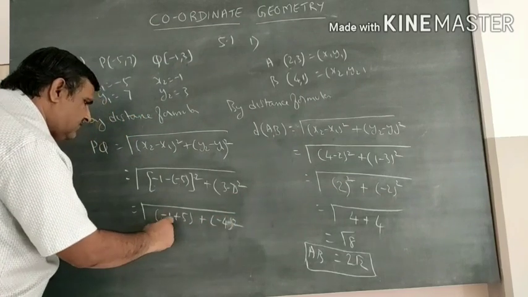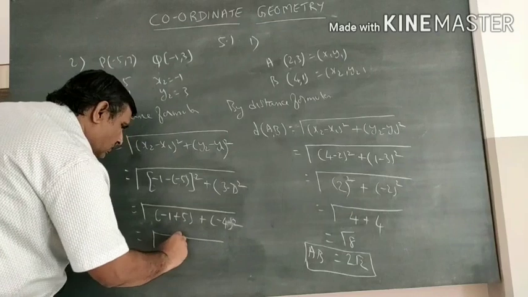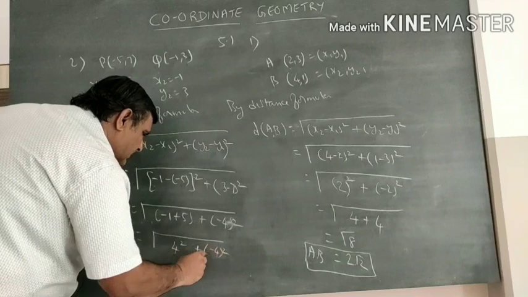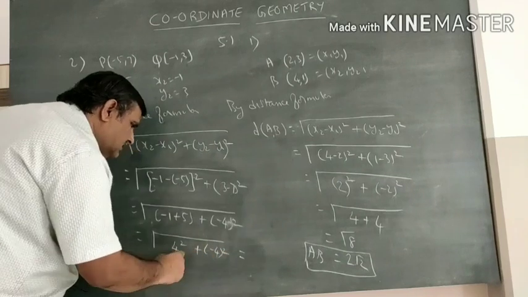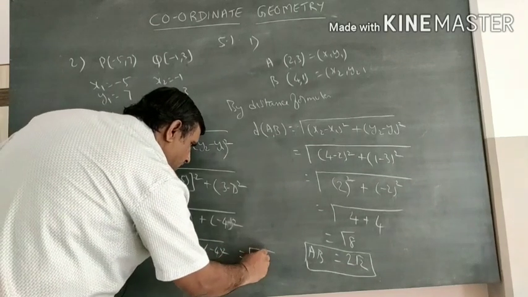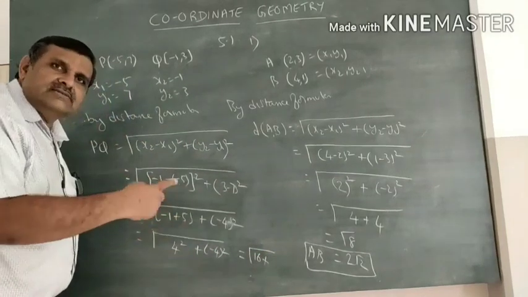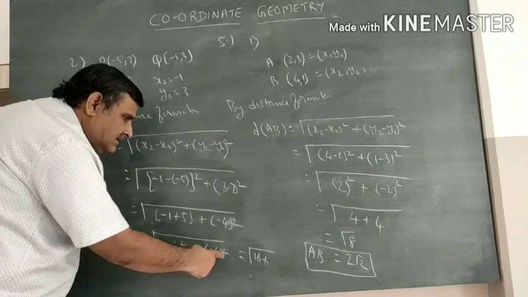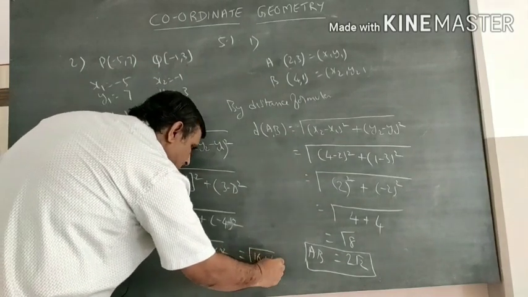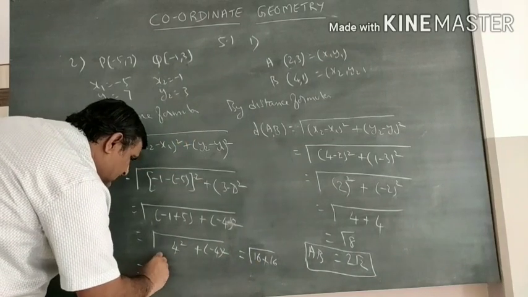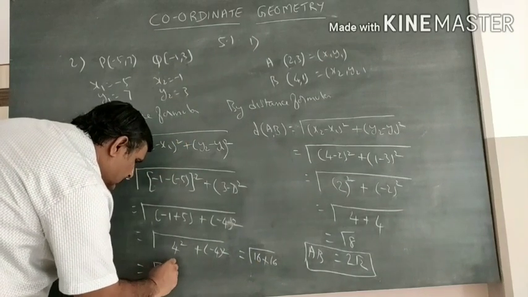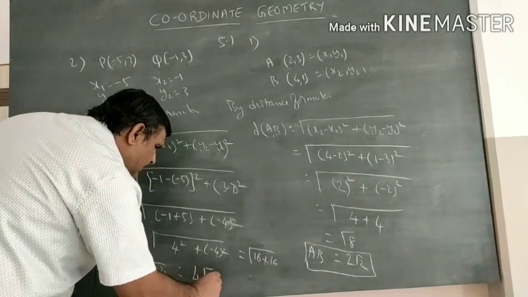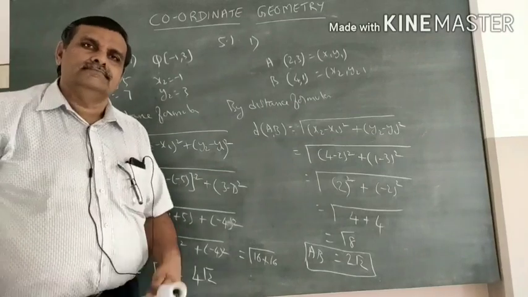What is minus 1 plus 5? 5 minus 1 is how much? 4. So here I am getting 4 square plus minus 4 square. It is equal to how much? Under root 16. See, minus 4 square is also plus 16. Square of minus sign means it is becoming plus. So 4 square means 16 plus again 16. So how much we get here? We get here root 32. Root 32 can be written as 4 root 2. Our answer here is 4 root 2.